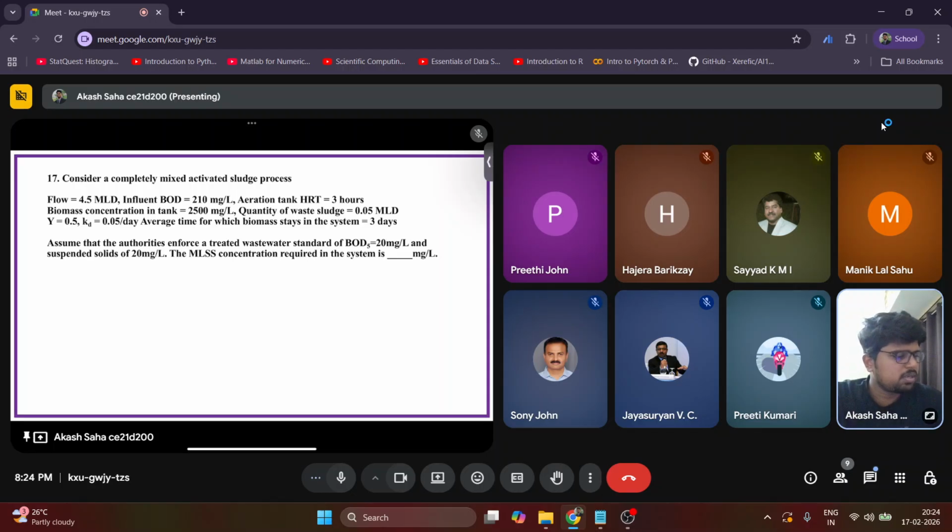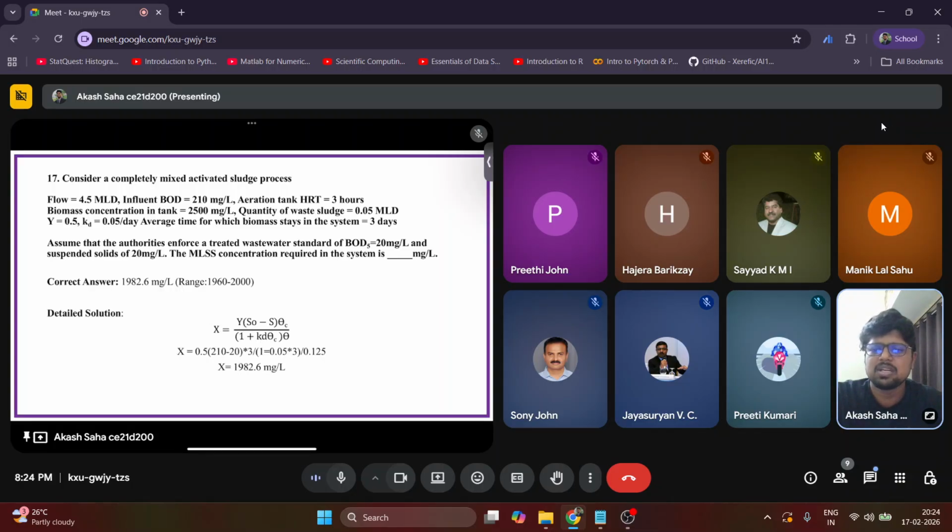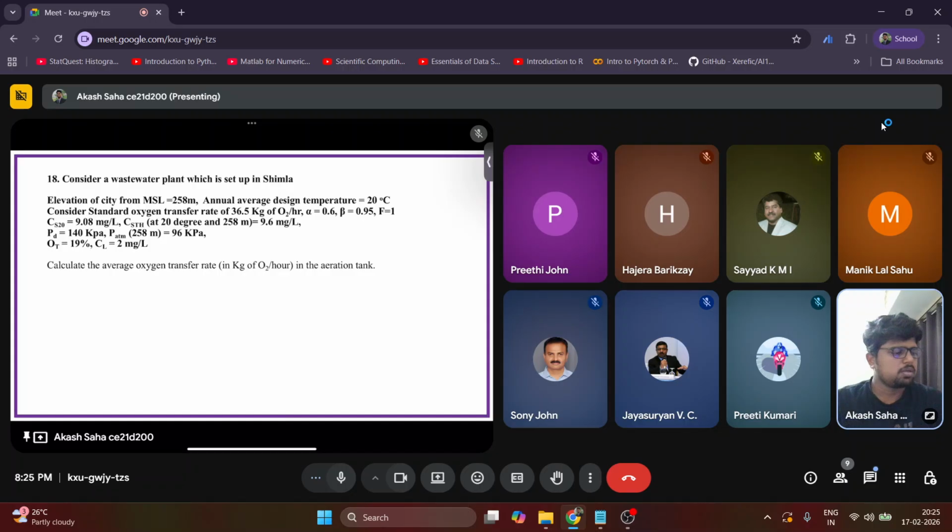So this is again another problem. Flow, BOD, everything is given, and you have to find out the MLSS. MLSS is nothing but X. We will not waste much time on this. We can use this direct formula. If you put all the parameters in this formula, you will get the value of X. Now this question we can solve.